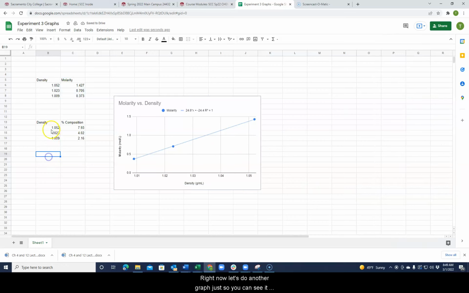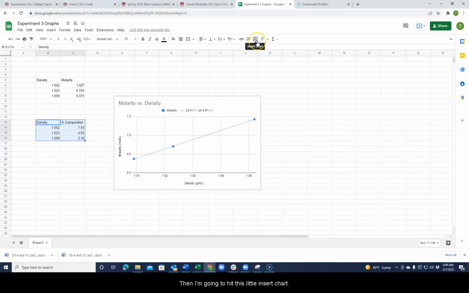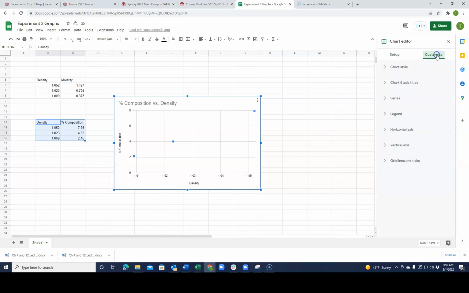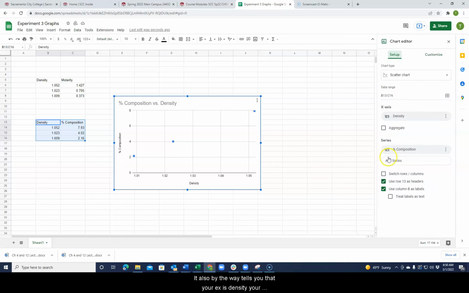All right, now let's do another graph, just so you can see it twice. So I'm going to highlight everything. Then I'm going to hit this little insert chart. Okay, great. It's telling me that it knows it's scatter. Go to customize. And it also, by the way, tells you that your X is density, your Y is percent comp. That's what we need to do.